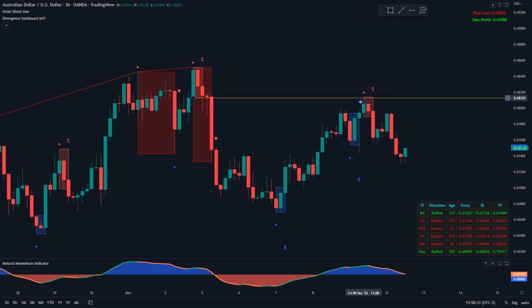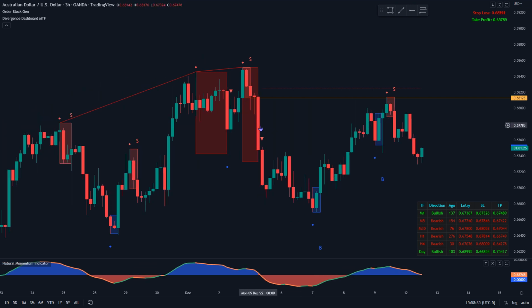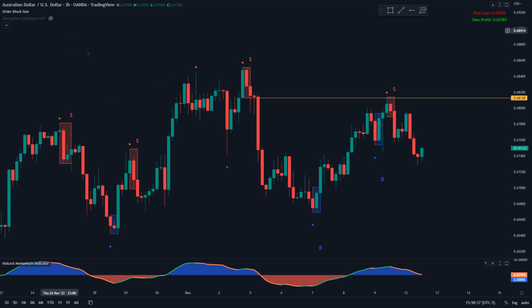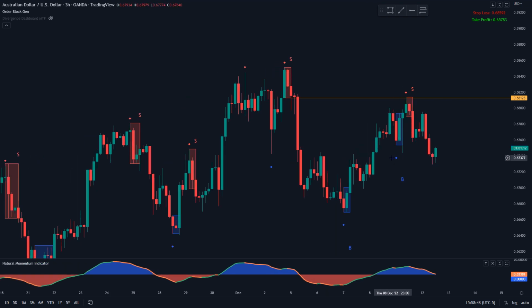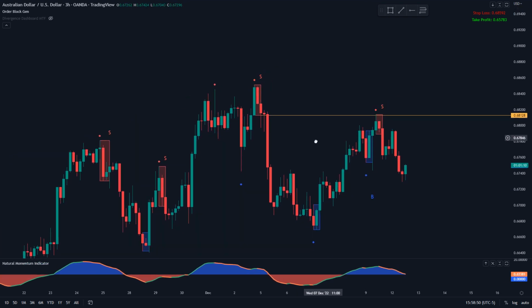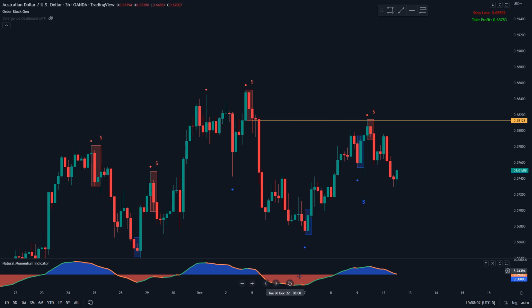Just pokes right into the order block. Let me hide the divergence. This is the low of the order block, pokes into it, and today already has created a new low. But let me go into a 15-minute, and even I'll bring in the natural momentum indicator.